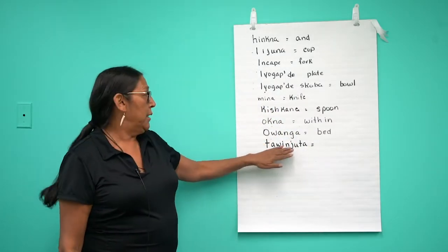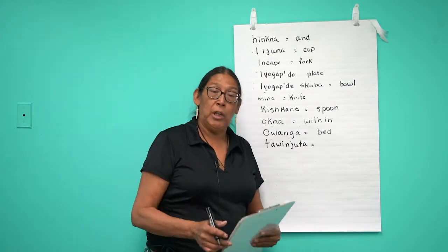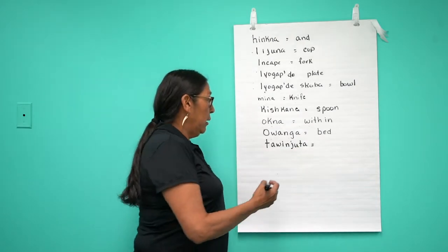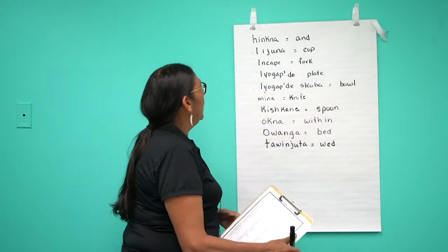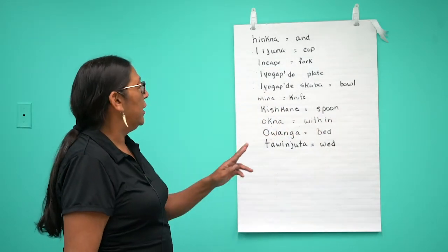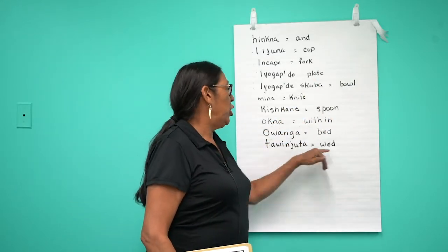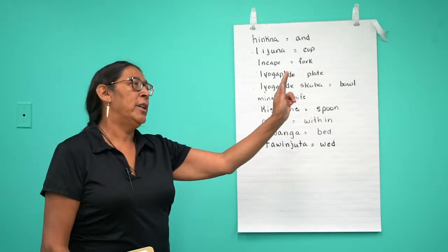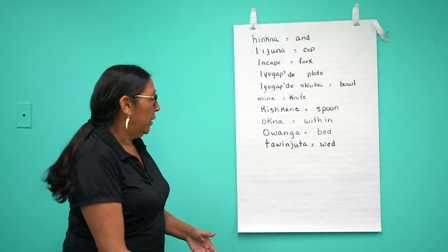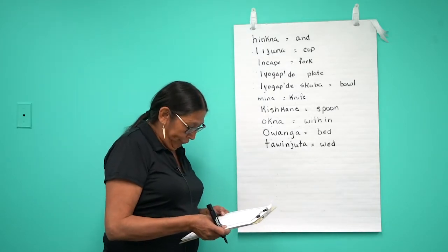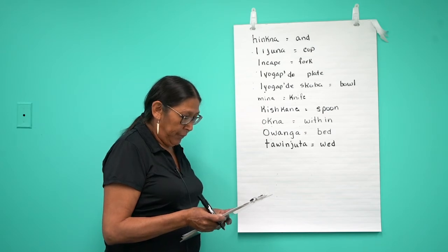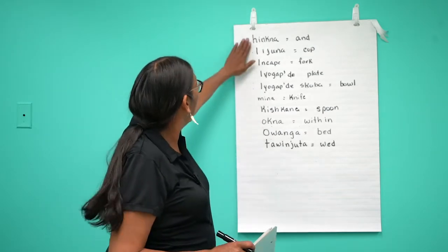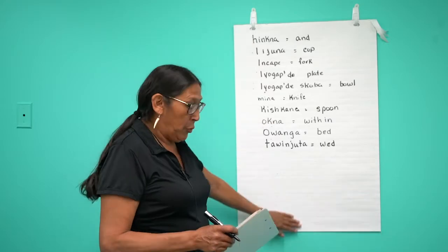I probably never do this again. Tuinjuta. That means to wed someone. Je gichi omna jachen tuinjukta. They're going together, so now they're gonna get married. Like I said, these are just random words.